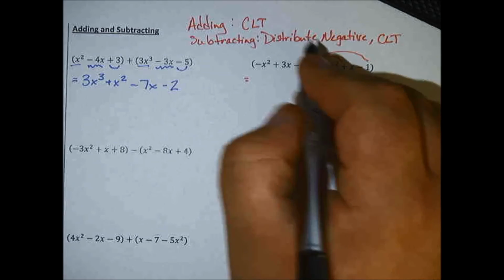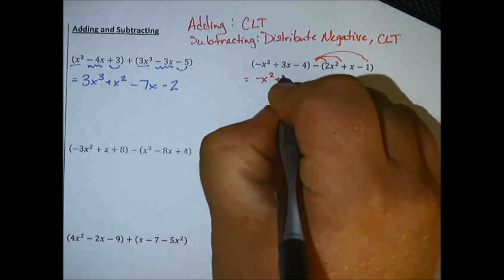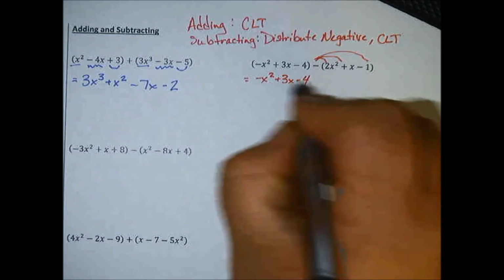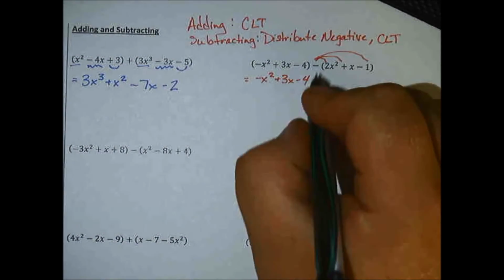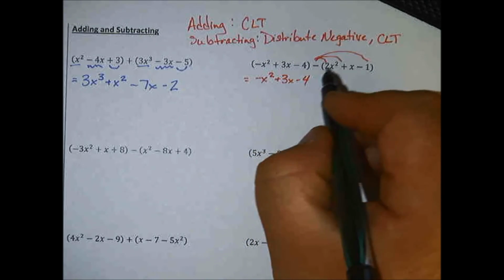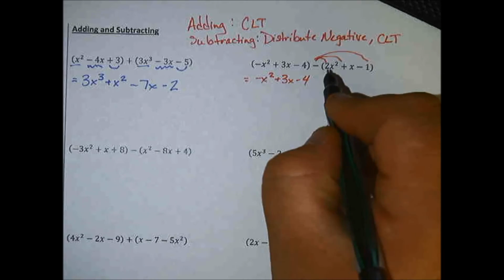This is the distributing the negative part. So I have negative x squared plus 3x minus 4. I just rewrite the first one. Now I'm going to turn that negative into a positive. Or in fact, I'm just going to distribute it and write whatever sign this first term is going to be.